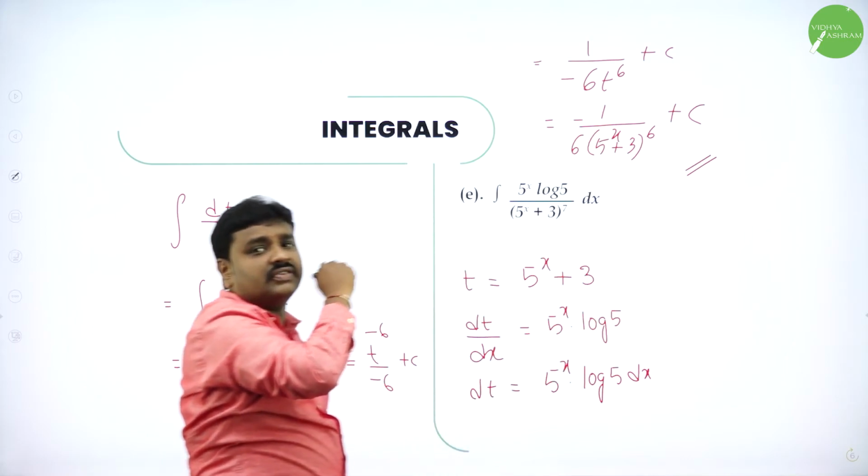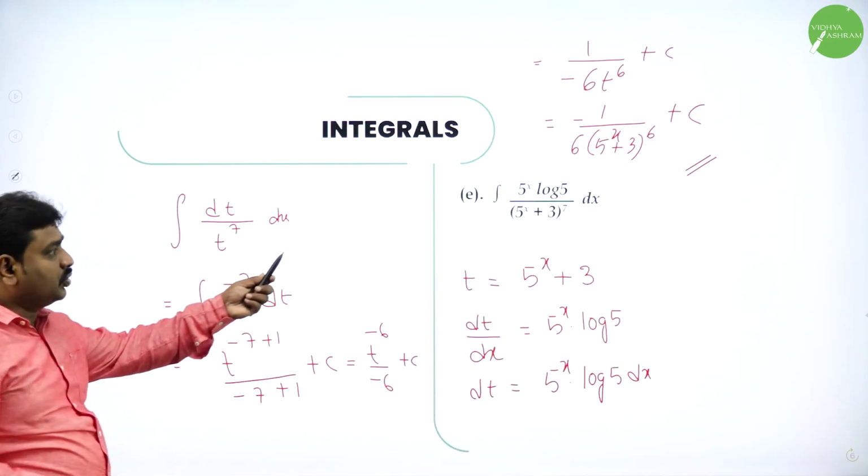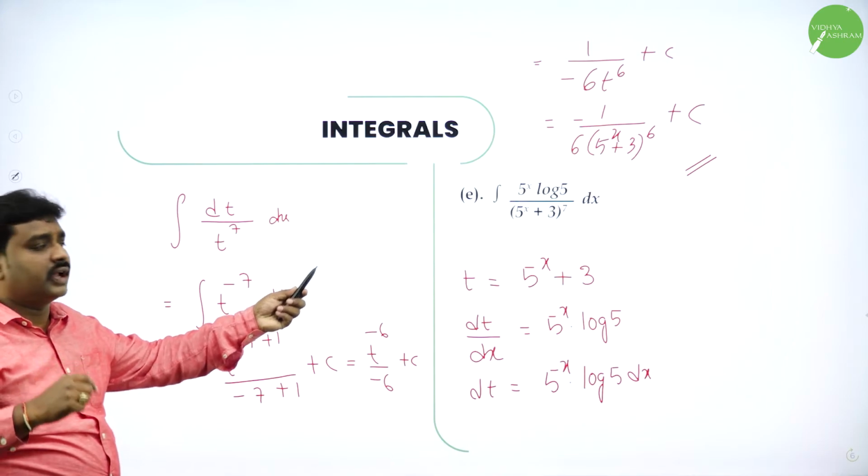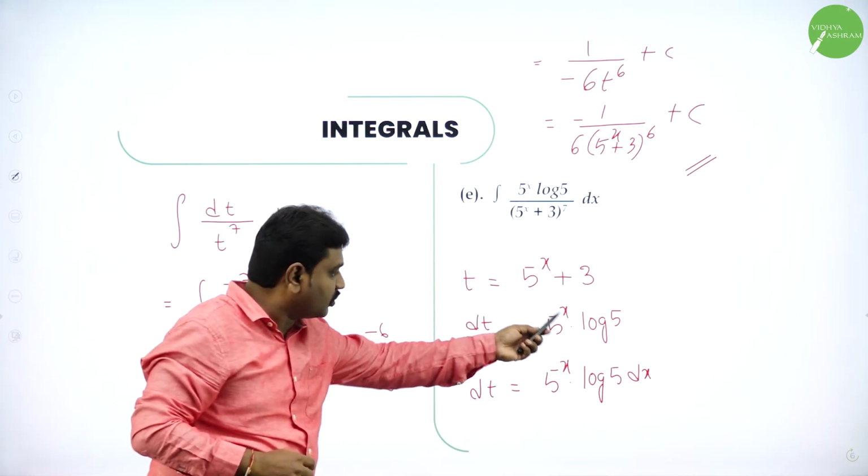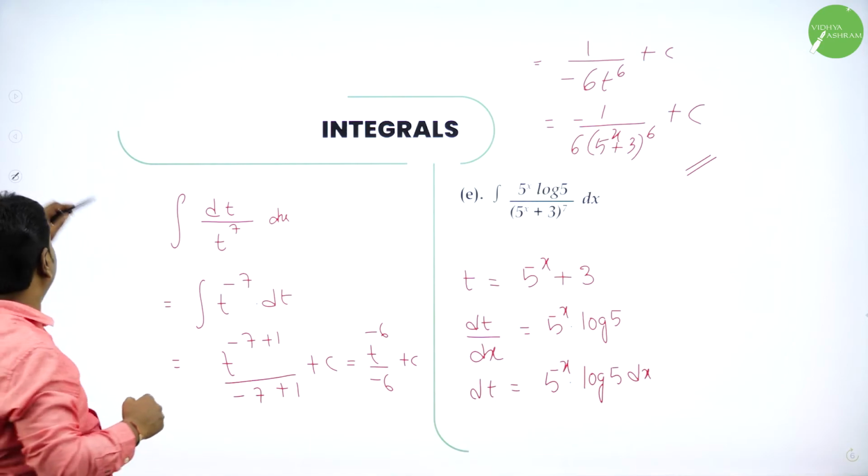Again we have done the method of substitution. Here you know the derivative of a power x is a power x into log a. So the derivative of 5 power x is 5 power x into log 5. Rearrange, you will get the required value.